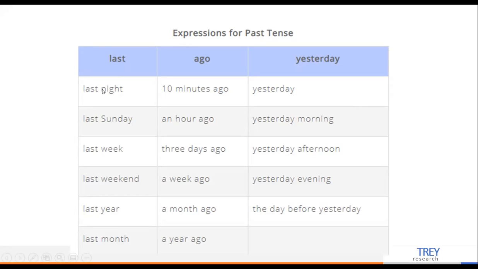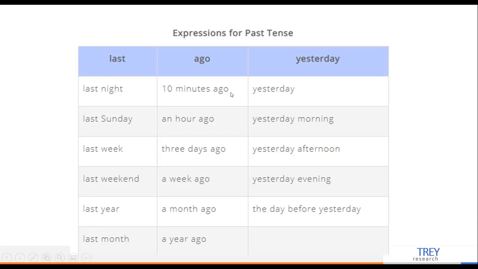Or you can say, last night I studied the simple present tense, you can say. ¿Verdad? Ayer en la noche, o la última noche, o la noche pasada, okay? That's what you say over there. Le pone last para decir la última, o pasado, ¿verdad? El fin de semana pasado o el último fin de semana. That's what you say about that.